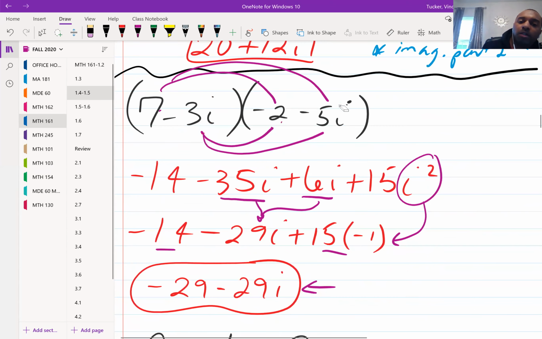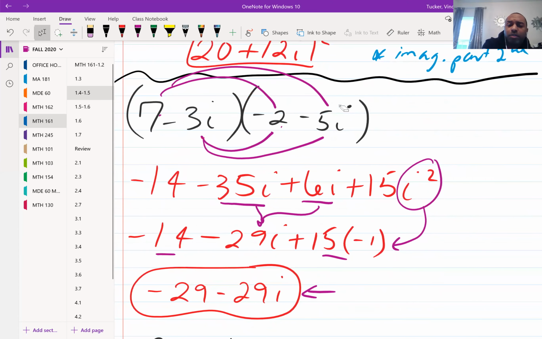All right. So we combine our like terms in the middle. We have -35i plus 6i, which would give us -29i right here. And then, like I mentioned in the last problem, i squared is going to give us -1. So that's 15. So that'd be -15.